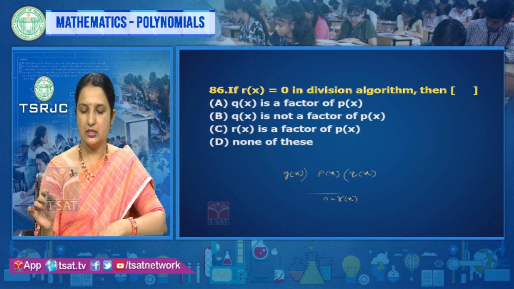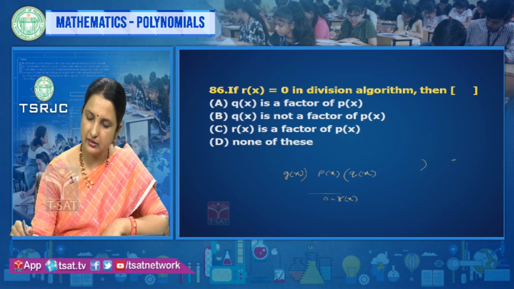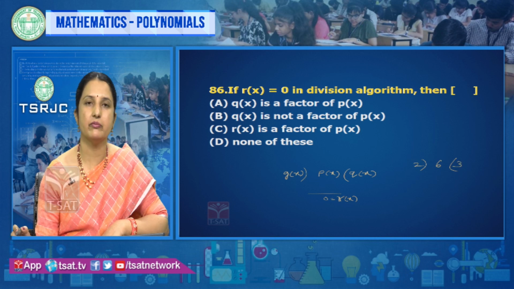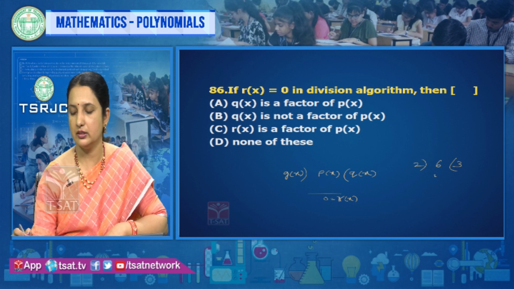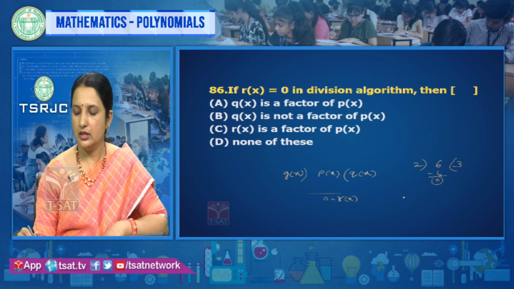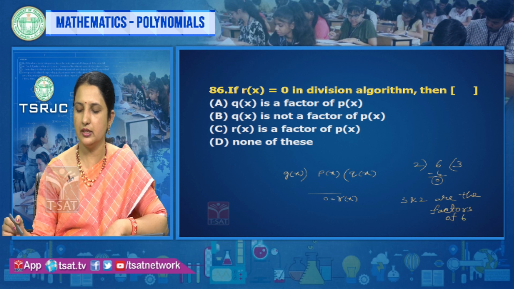None of these. See here, you take 6 when it is divided by 3. When it is divided by 2, what will you get as quotient? 3 you will get and the remainder you will get is 0. So 3 and 2 are the factors of 6, we say, right?